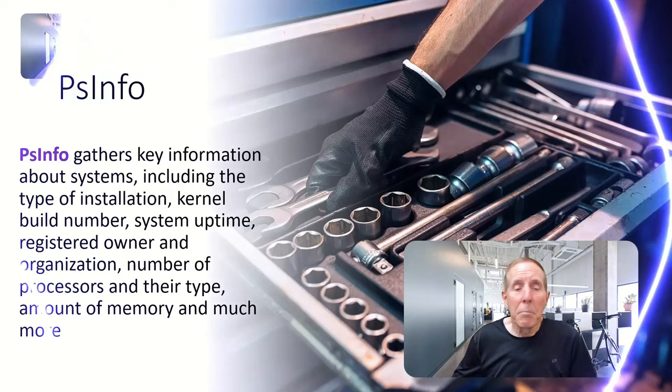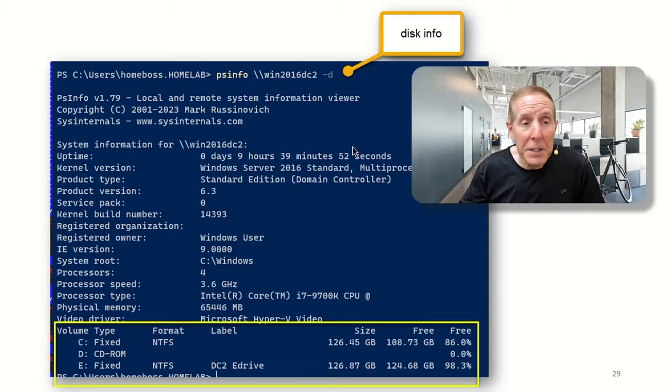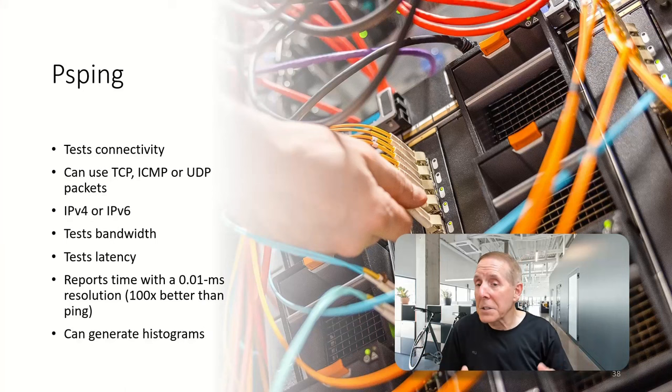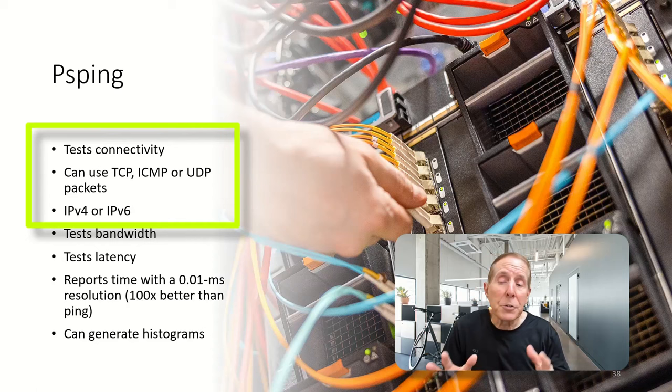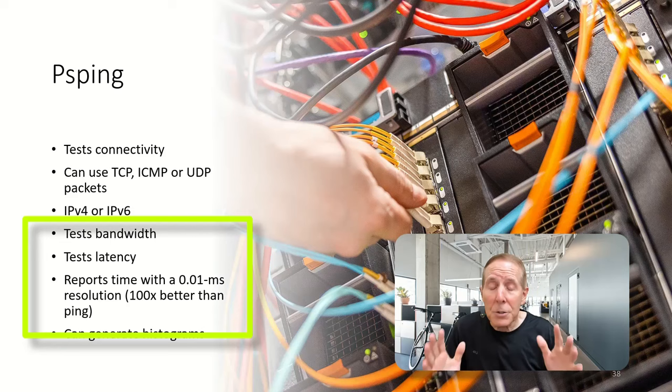Part two, we're going to go into PsInfo, which allows you to gather information remotely about everything from kernel build number, system uptime, registered owner, organization, number of processors, and much, much more. You can get a quick peek at the hard disks and free space, etc. Things that IT professionals need to know. We'll do an extensive coverage of PsPing, which allows you to do some fantastic connectivity testing. It uses TCP, ICMP, or UDP. It allows you to test bandwidth and latency.